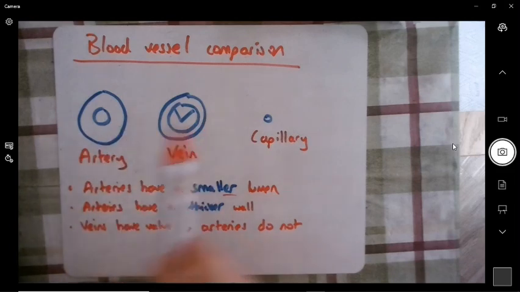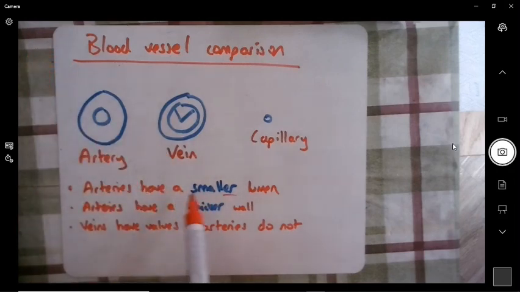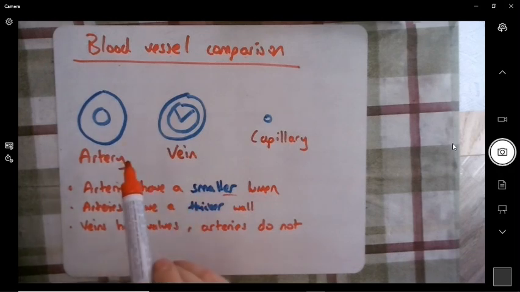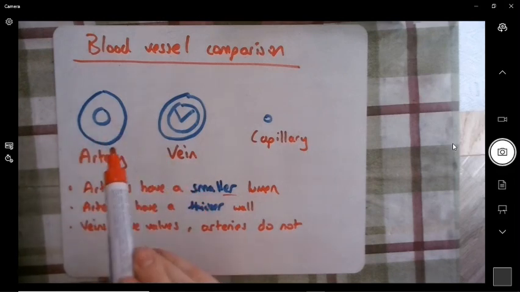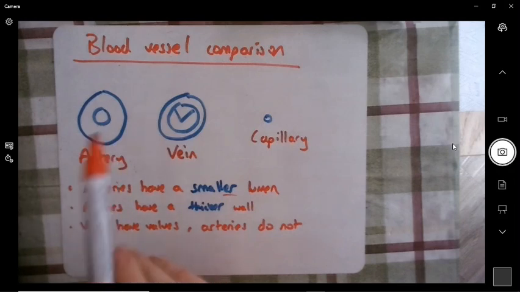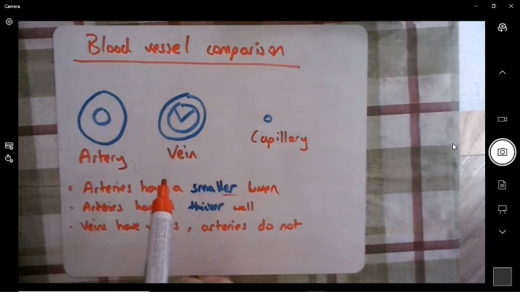There are, of course, other comparisons. We can make functional comparisons: arteries take blood away from the heart. They have a thicker wall, because they're under higher pressure, and the thicker wall means they are less likely to burst. The smaller lumen maintains that high pressure, and that allows the oxygenated blood coming from the heart to get to those muscle cells as quickly as possible, because it keeps the pressure high, keeps the blood flowing quickly.